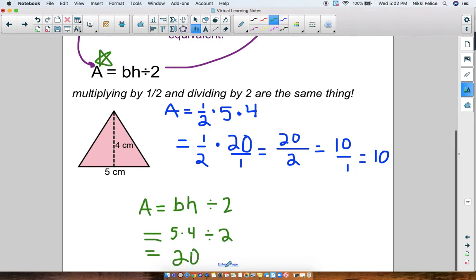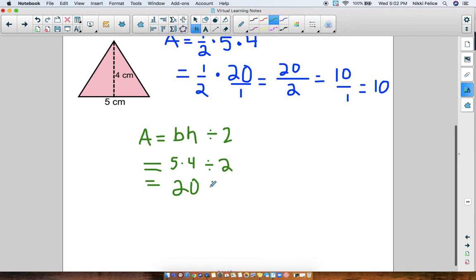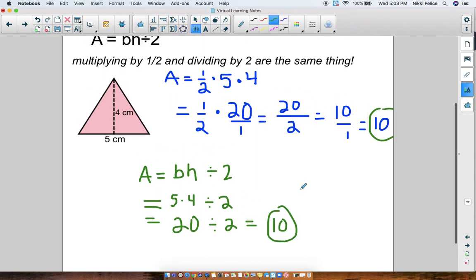And then here it is. 20 divided by 2 is 10. So we get the same answer. Multiplying 20 times 1/2 is 10, and doing 20 divided by 2 is 10. So no matter which way you want to do your math, it doesn't matter to me. You're going to get the same answer.